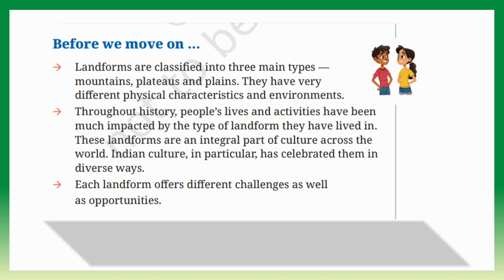Landforms are classified into 3 main types: mountains, plateaus and plains. They have very different physical characteristics and environments. The Earth's surface can mainly be grouped into 3 types of large natural shapes. See, mountains, tall and steep, then plateaus, flat and high, plains, flat and low. Each has its own unique shape, height and climate.